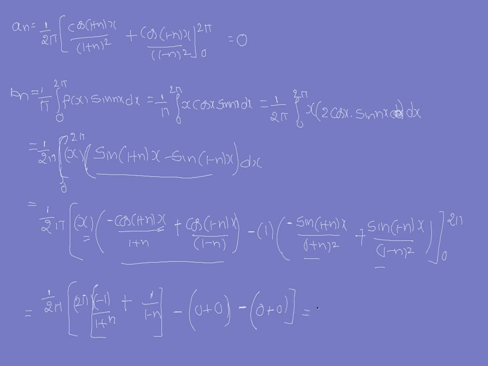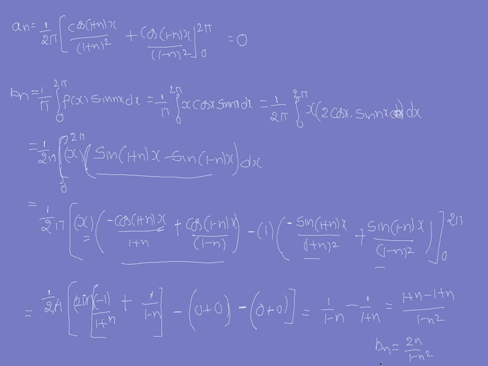What we are left with is 1 by 2 pi into 2 pi, these two get cancelled. So we are left with 1 by (1 minus n) minus 1 by (1 plus n), which is nothing but (1 plus n minus 1 plus n) by (1 minus n square), that is 2n by (1 minus n square).